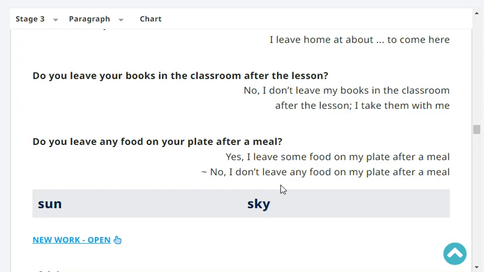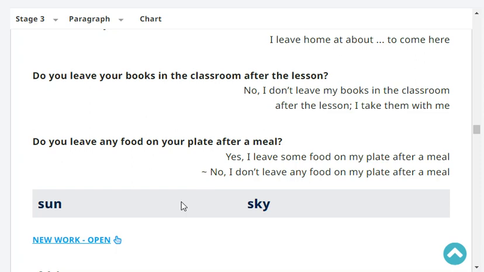Do you leave your books in the classroom after the lesson? No, I don't leave my books in the classroom after the lesson. I take them with me. Do you leave any food on your plate after a meal? Yes or no? No, I don't leave any food on my plate after a meal. Very good.